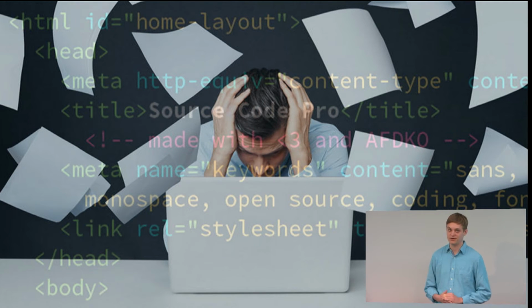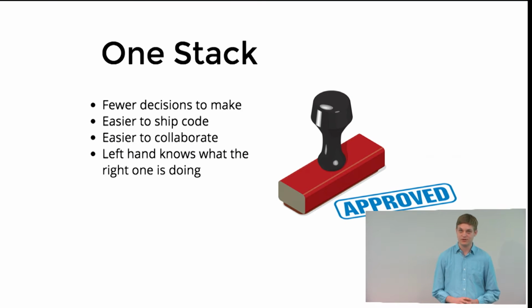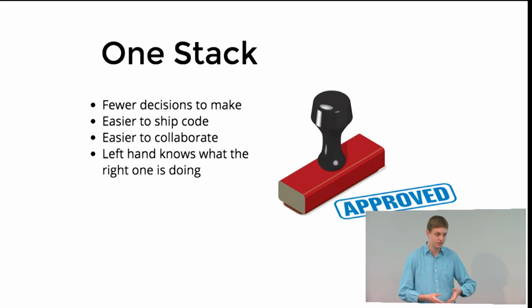So why don't we make our lives a little bit easier? Let's talk about the problems that we're actually trying to solve by creating isomorphic apps. So we're going to create one stack of code. That means we have fewer decisions to make, right? We only have to choose one framework, and that's it. Same for client-side and server-side. It's easier to ship your code. You only have one code base.